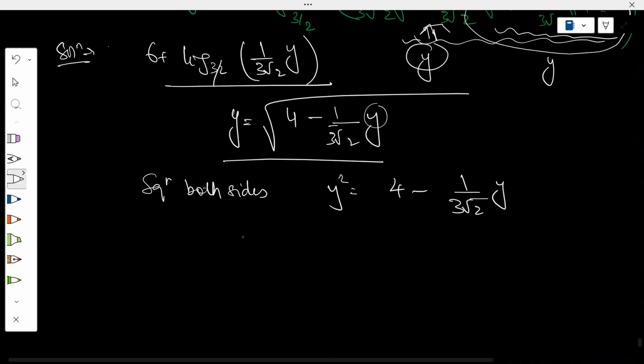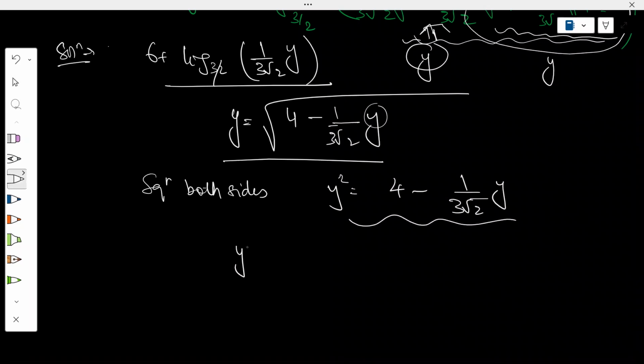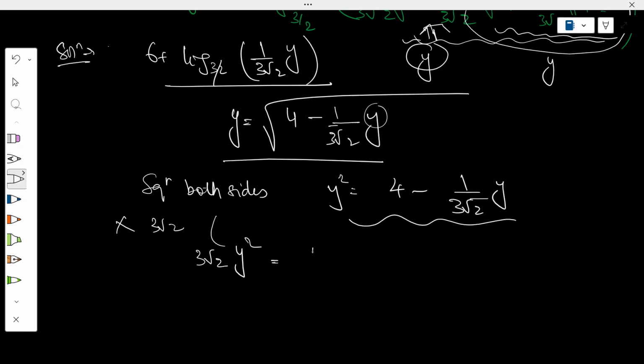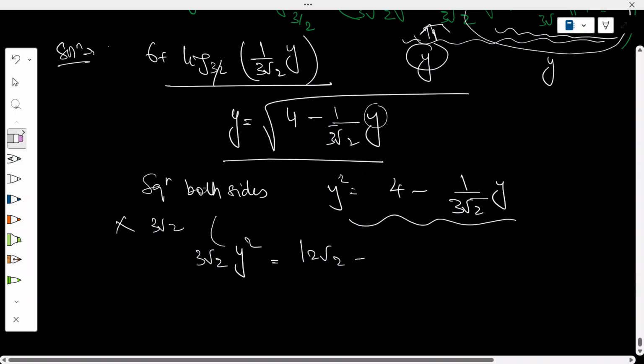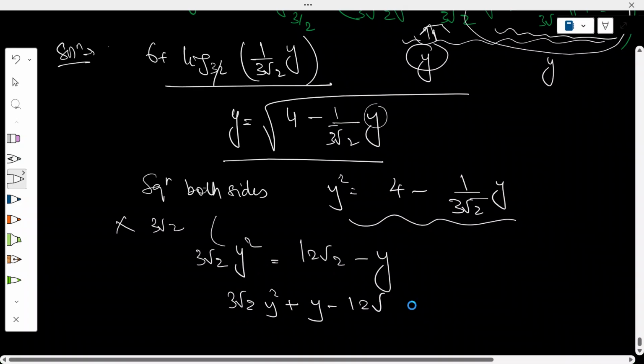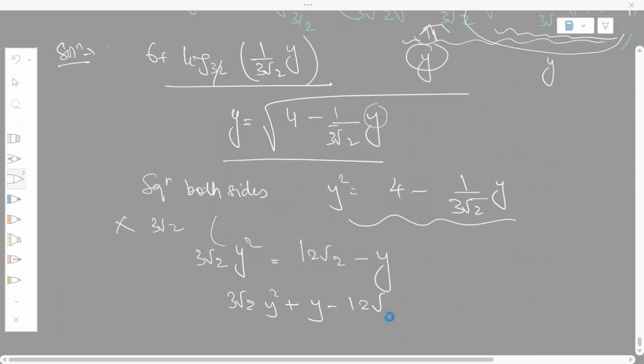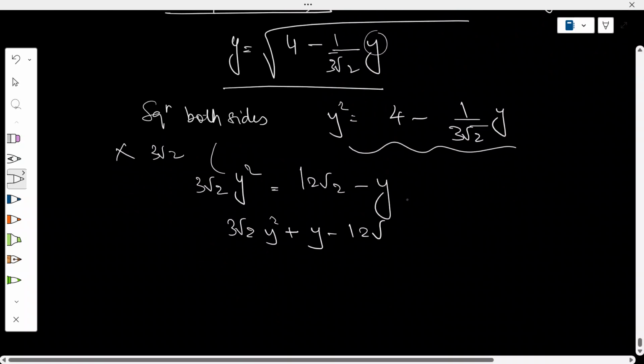Okay, now if we multiply the whole equation by 3 root 2, we get y square into 3 root 2 is equals to 4 times 3 root 2, which is 12 root 2, and this is minus y. So here we have 3 root 2 y square plus y minus 12 root 2 is equals to 0.